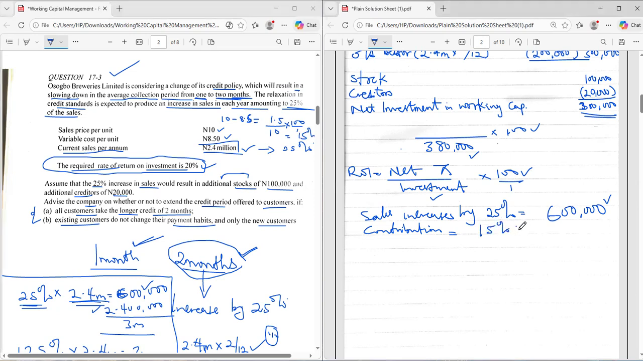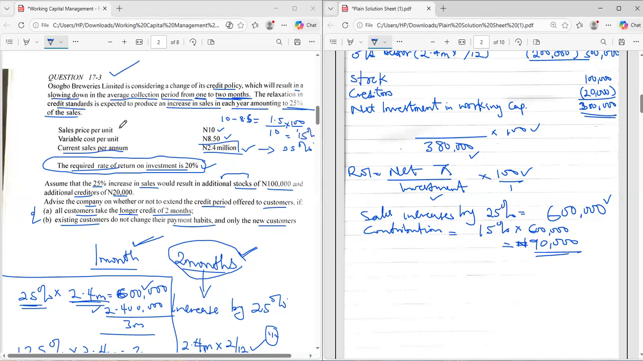Well, they are confused now. Of what? 600,000. So do 15% of 600,000. What do you have? That's 90,000. Okay, so I know the only thing that will confuse you now is why are you doing all this to get 15%? Why don't you use 25% directly?